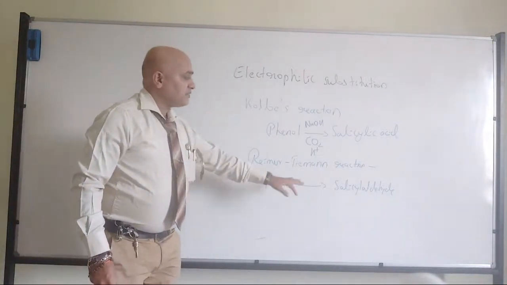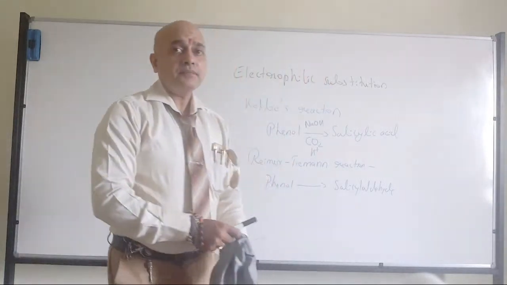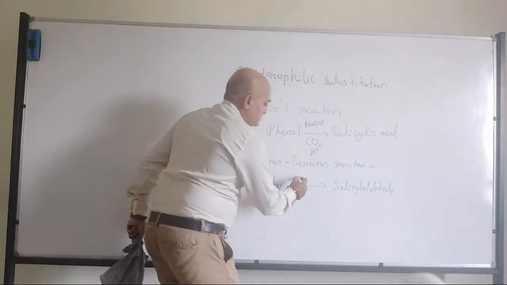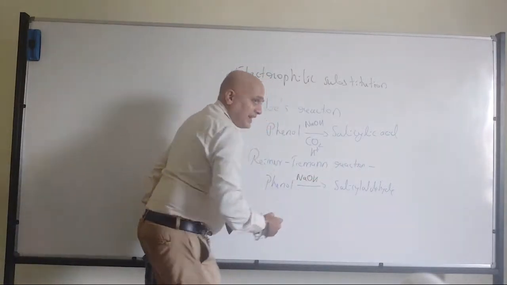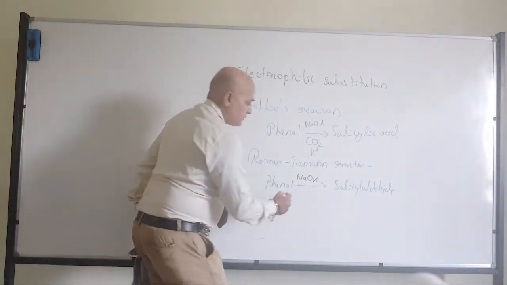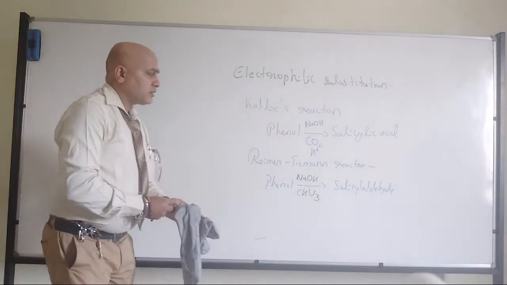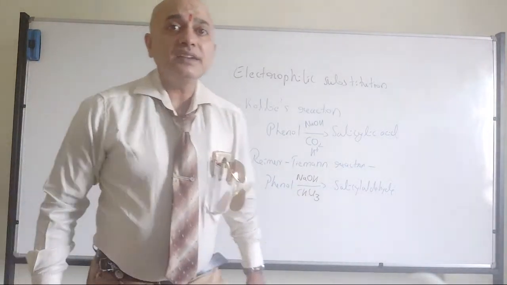So that's where phenol will get converted into salicylaldehyde. Okay. So now, which are the reagents they will use? They will be using sodium hydroxide once again. Then they will use anyone? That is chloroform. They will use chloroform. So that's where we will be having salicylaldehyde.